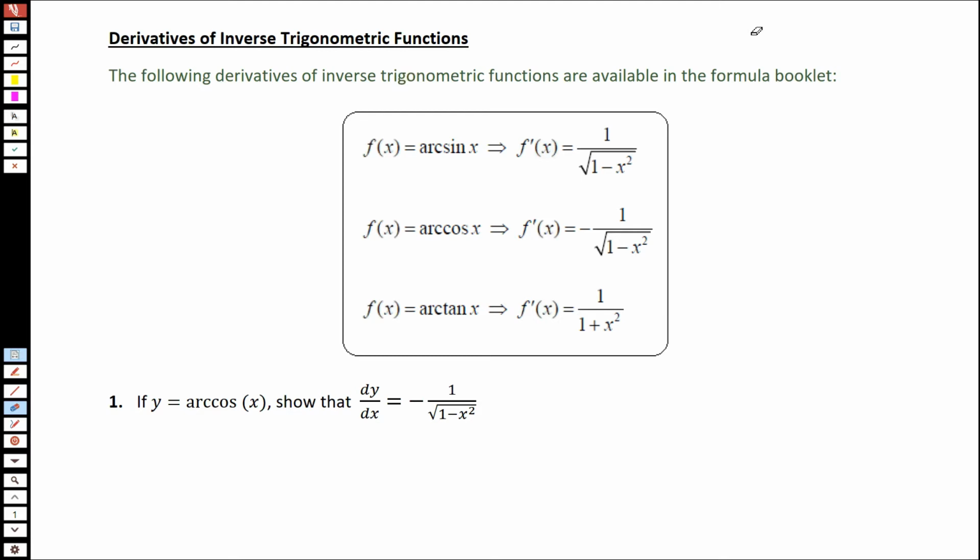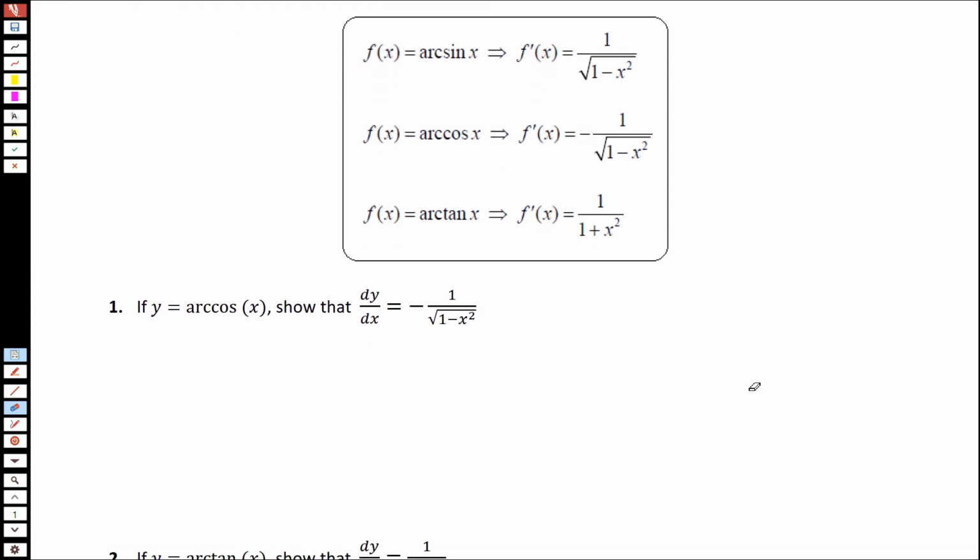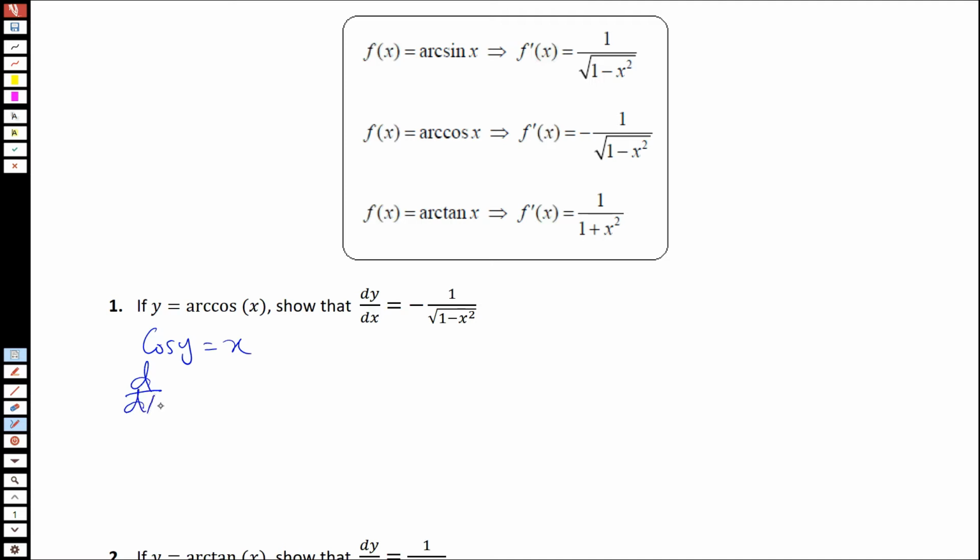For example, number one, we have y is equal to arccos x, and you're required to show that the derivative of this inverse trig function is equal to what's given here. Because this is an inverse trig function, we can write it as cos y is equal to x, and then we can differentiate it implicitly.